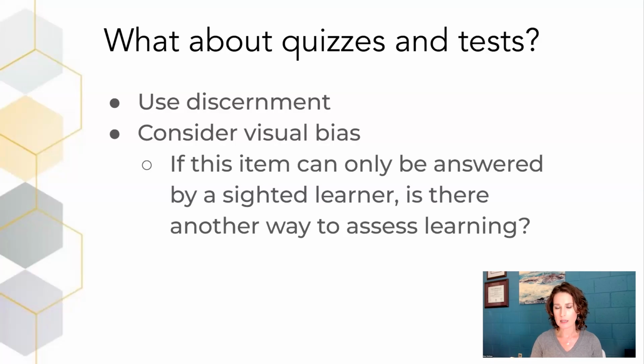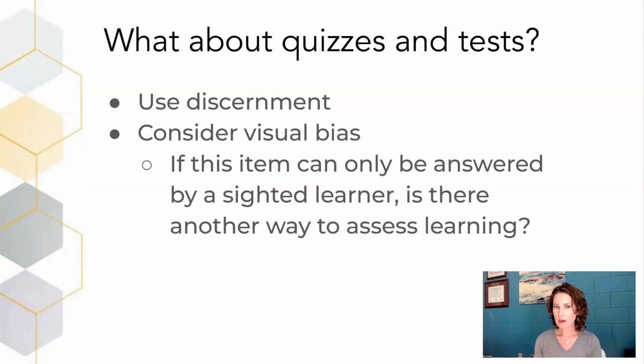the term visual bias is what we would be thinking about if that's true for you. So if an item can only be answered by a sighted learner, is there another way to assess the learning? If the answer is yes, and we're going to look at some examples of this, there is another way to assess learning.